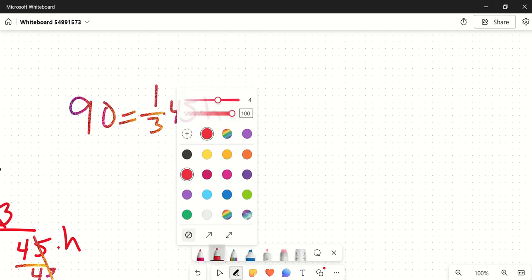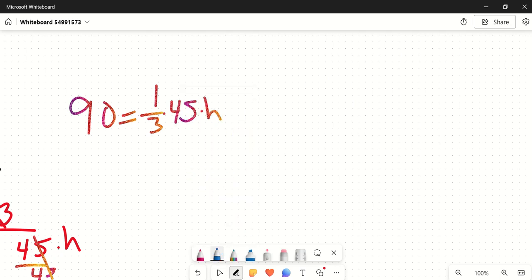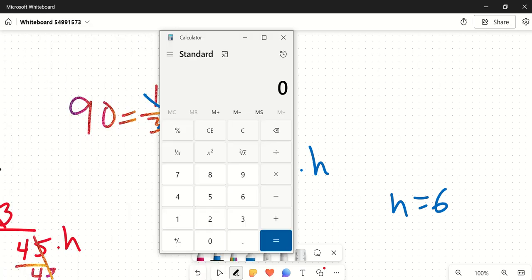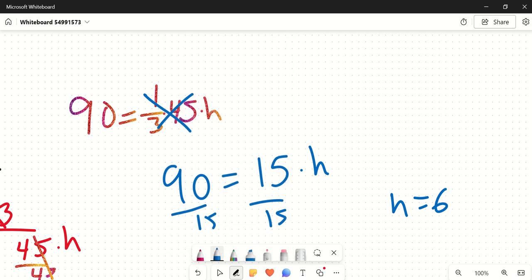90 equals 1/3 times 45 times h. I can do 45 times 1/3 right off the bat. 45 times 1/3 is the same thing as 45 divided by 3, which is 15. So 90 equals 15 times h. Divide both sides by 15. h still equals 6, because 90 divided by 15 is still 6.